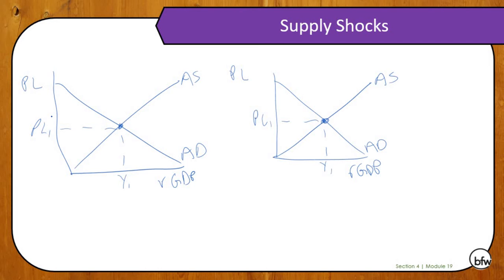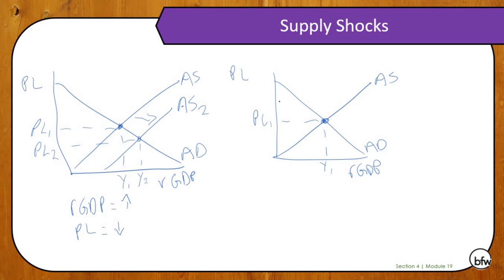Now, when aggregate supply increases, shifts to the right, our real GDP is going to increase, but our price level is going to go down. Alright, so again, you're shifting the graph, and then you're analyzing what happens to price level and real GDP. Don't put the cart in front of the horse. You have to make sure that you shift the curve first, then analyze what happens next.